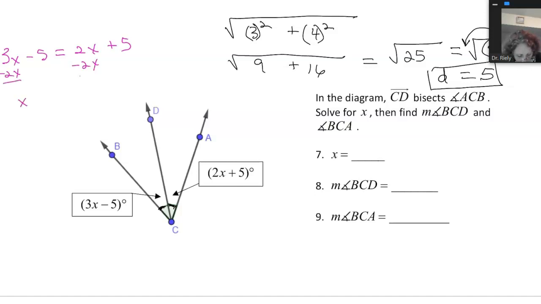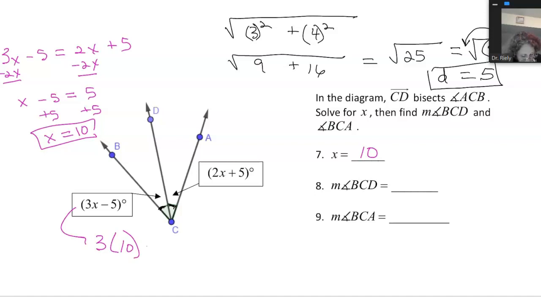I'm going to rewrite the problem now. That's x minus 5 equals 5. I want to get my x on one side and numbers on the other side, so I'm going to do the opposite operation and add 5 to both sides, and I get x equals 10. So we're on our way to finding solutions. X is 10, so BCD is this angle right here. To get the value, I'm going to plug in the 10 I just found and solve. So 3 times 10 is 30, minus 5 is 25. So the measure of BCD is 25.